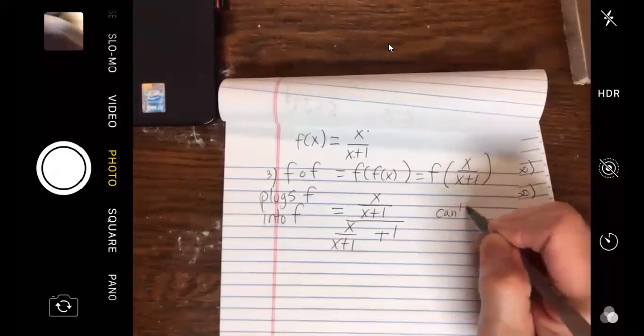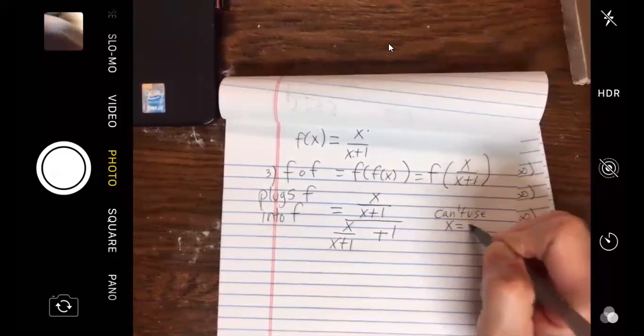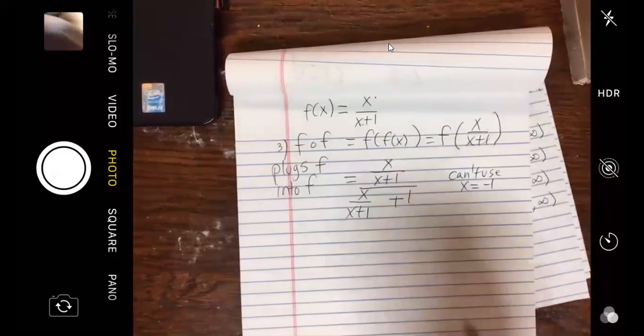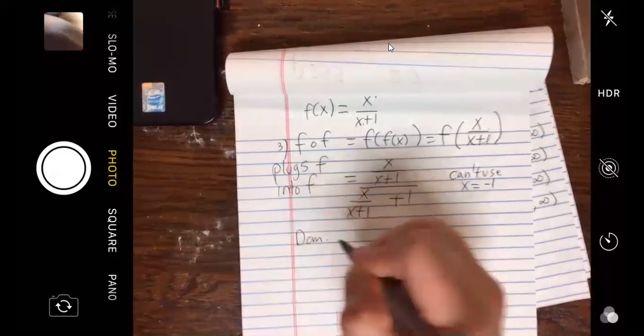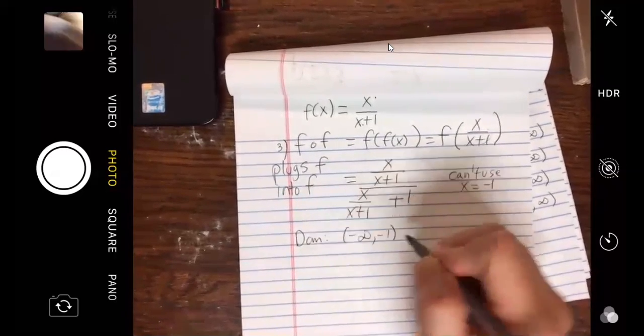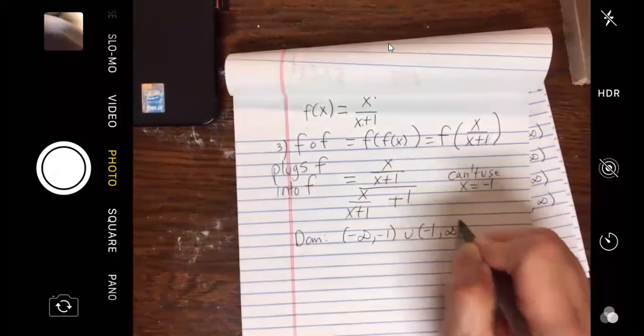Can't use x equal -1. Domain, -infinity to -1, -1 to infinity.